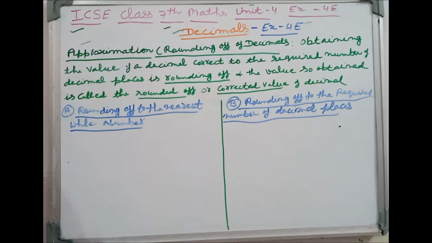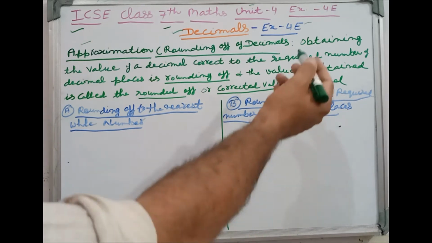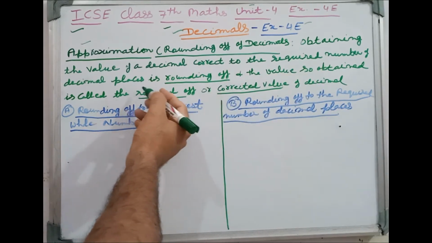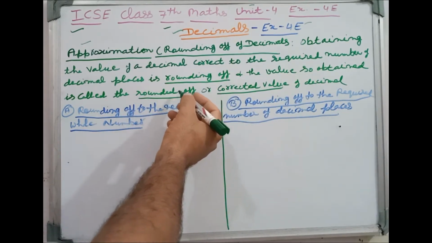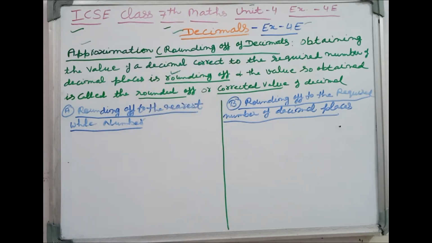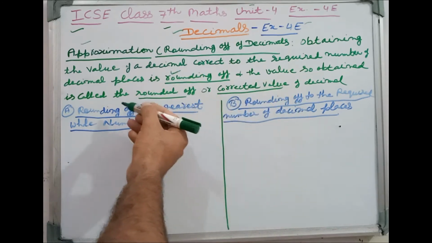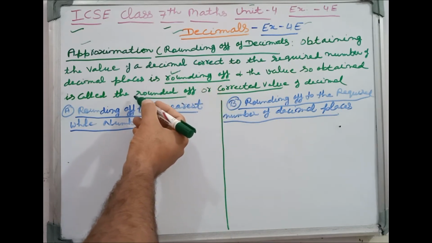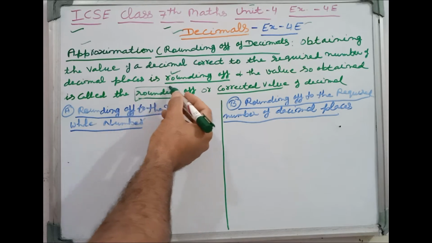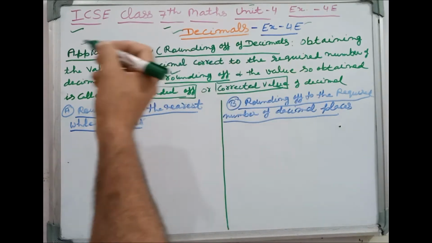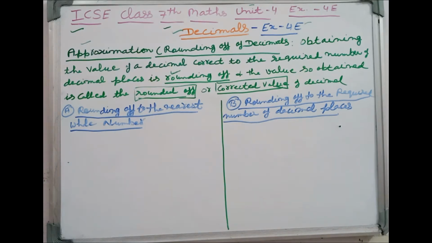So obtaining the value of a decimal correct to the required number of decimal places is called rounding off, right? And the value we will get by doing this rounding off is called the rounded off figure or the corrected value of the decimal, right?